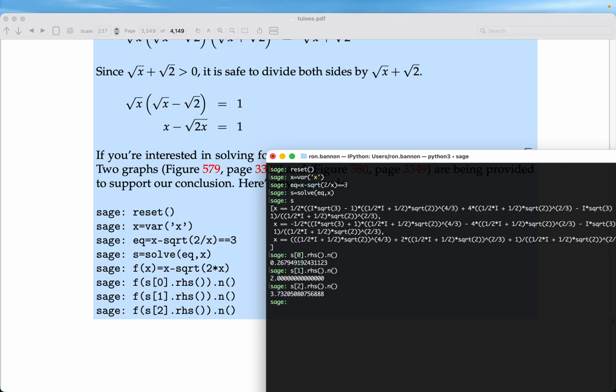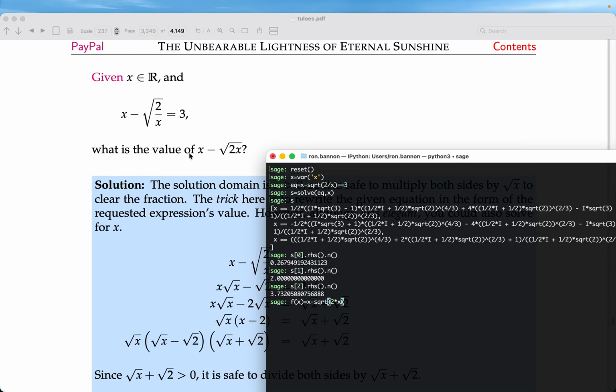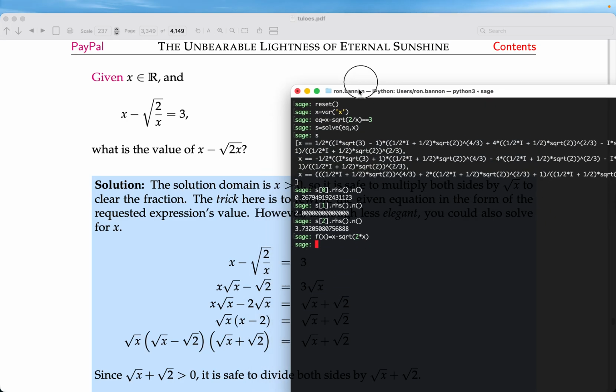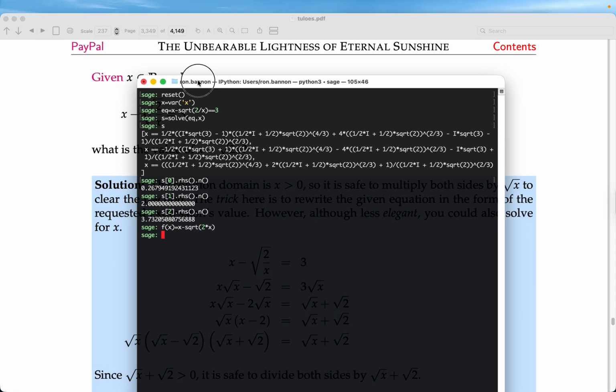Now what I want to do is evaluate the function that they want, which is this function over here. I'll type this in. So f of x is equal to, let's see, x minus the square root of 2 times x. Let me make sure that's the function, because I'm reading my solution over here. Yeah, this is what they want: x minus the square root of 2 times x, the value of that. So let's go through that one at a time. Whoops, let me just pull that down so I can see what I'm doing.